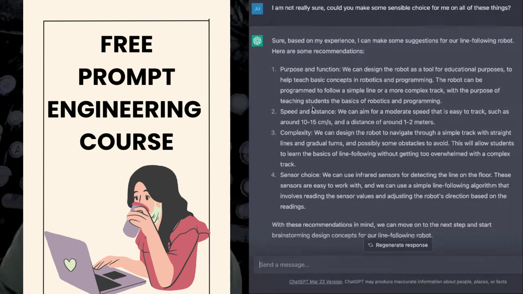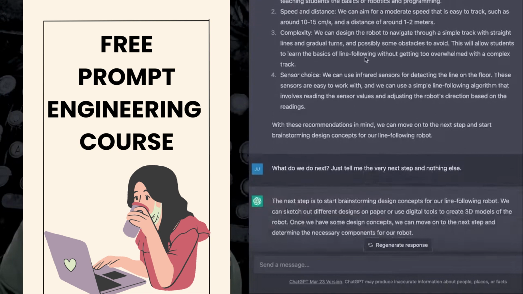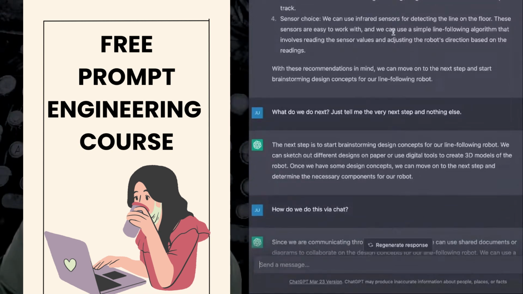And ChatGPT says, sure. Based on my experience, I can make some suggestions, and it gives its purpose and function. It's going to be for educational purposes. Speed and distance: a moderate speed that is easy to track, such as 10 to 15 centimeters a second. Complexity: we'll design it to navigate through a simple track with straight lines and gradual turns. And sensor choice: we can use infrared sensors. That's a pretty good thing.